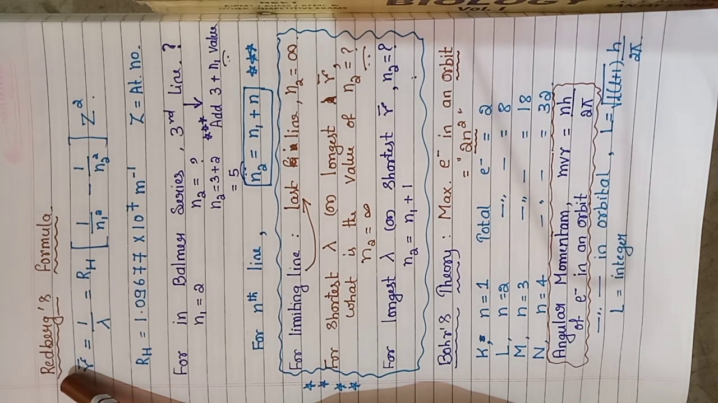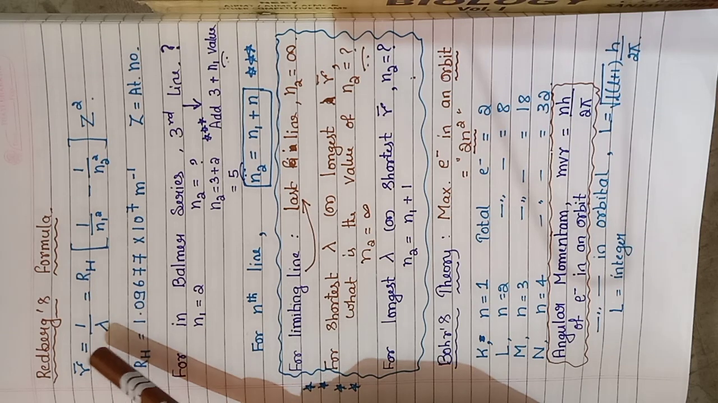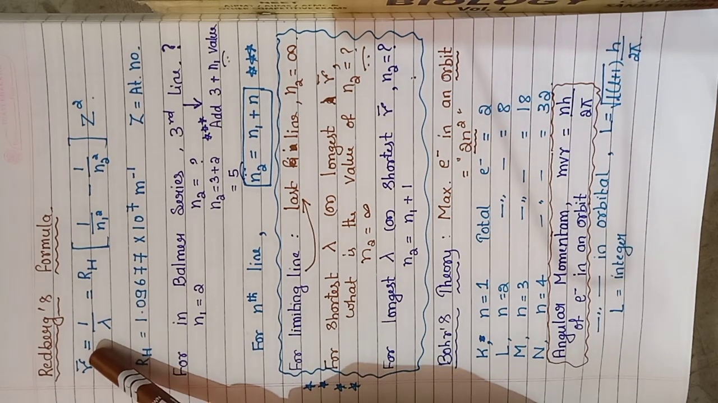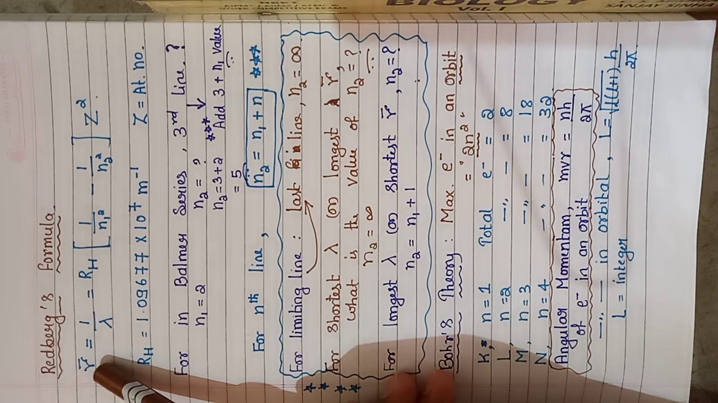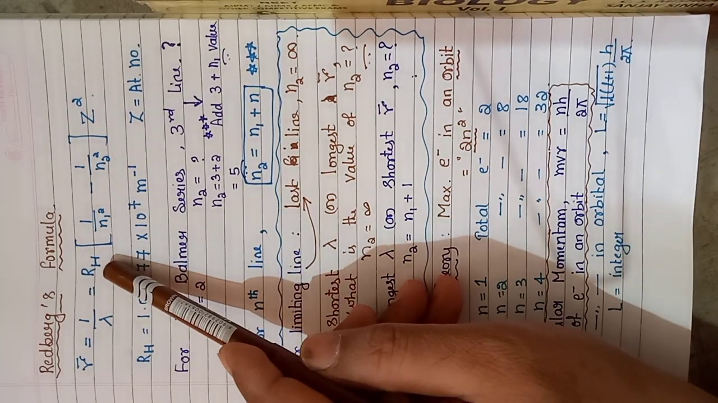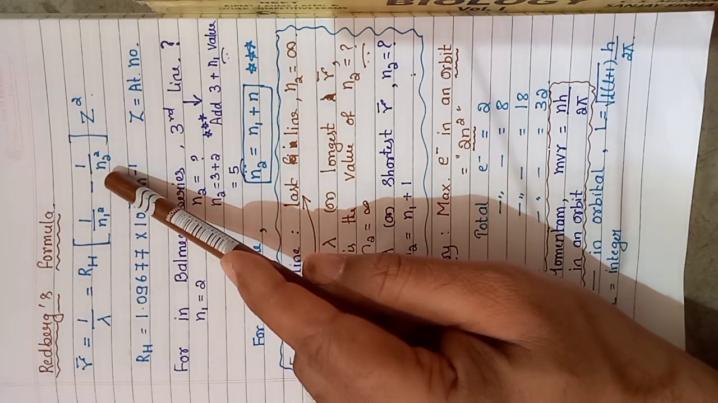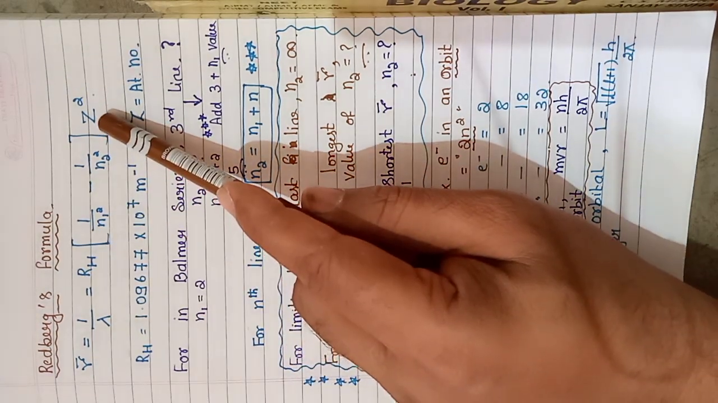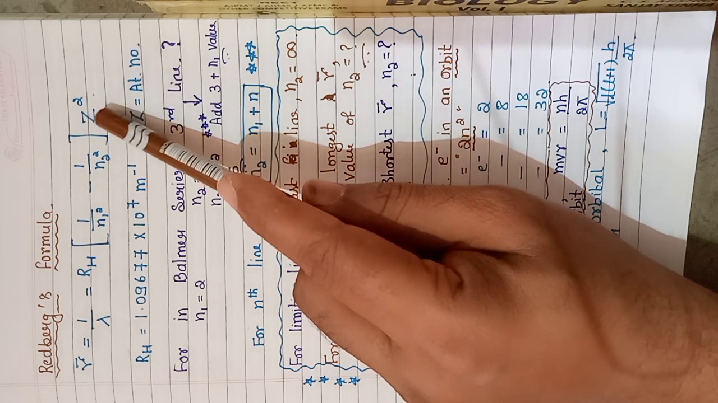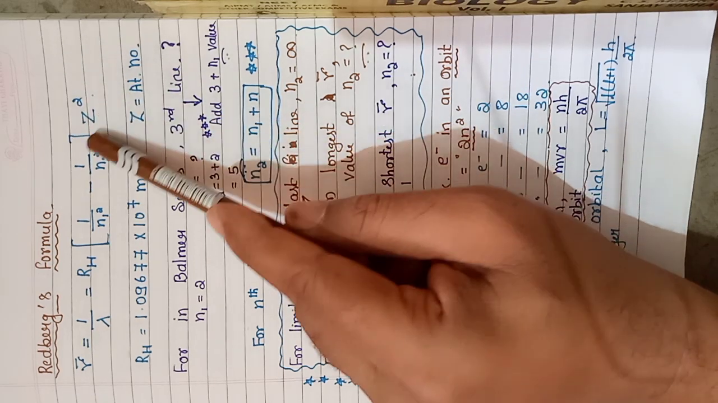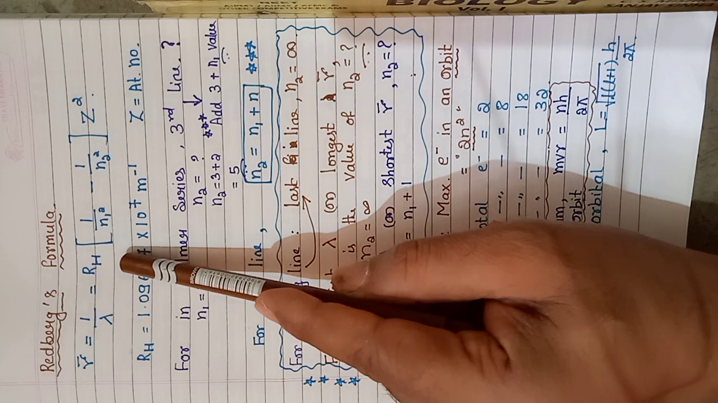Now for those different series of hydrogen spectrum, to calculate the wavelength or wave number, we have one formula called Rydberg's formula. Wave number is reciprocal of wavelength, and we can calculate wave number is equal to Rydberg constant RH into 1 by n1 square minus 1 by n2 square into z square. Z is here atomic number. If you are considering hydrogen, z value will be 1. So only this formula remains to calculate the wave number for hydrogen.